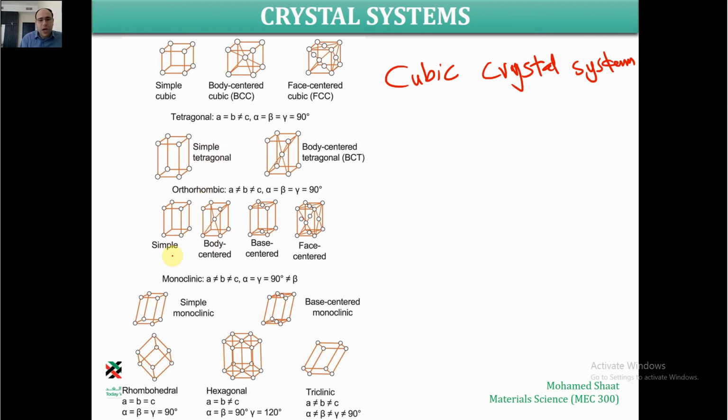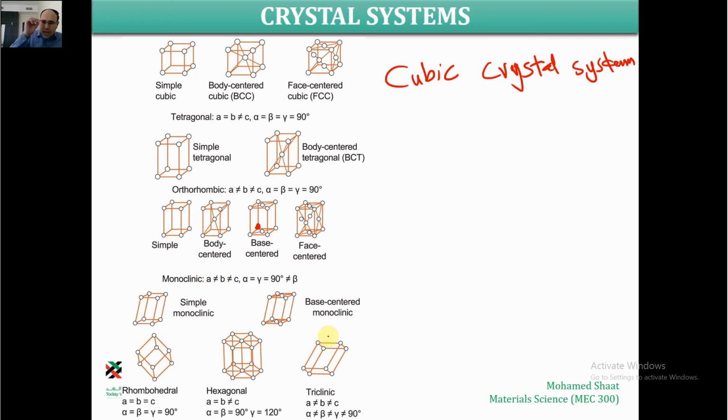Also the orthorhombic, we do have the simple, body centered, base centered, and face centered. For base centered, there should be an atom located at every corner, and there is an atom located at the center of the top face and the bottom face only. So that's why it is base centered. But this one is face centered orthorhombic, which has an atom at every corner and at the center of every face. But also we do have the simple and the body centered, and so on.